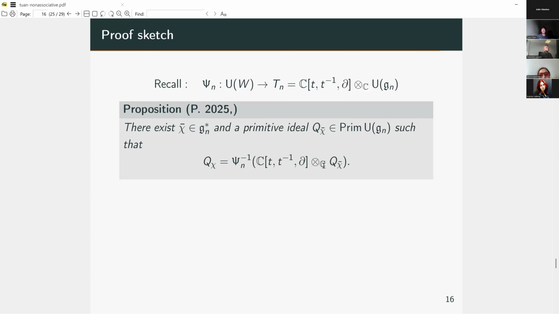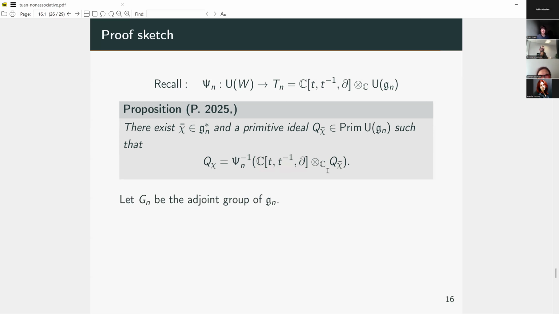Okay, so now the last step in our proof is that we prove that there exists an element, which we call chi bar because it's closely related to chi, of the dual space of Gn, and a corresponding primitive ideal Q chi bar of U of Gn, of this now solvable finite dimensional algebra, such that Q chi is the inverse image of the tensor product of the Weyl algebra with this Q chi bar. And now this allows us to complete the whole story.